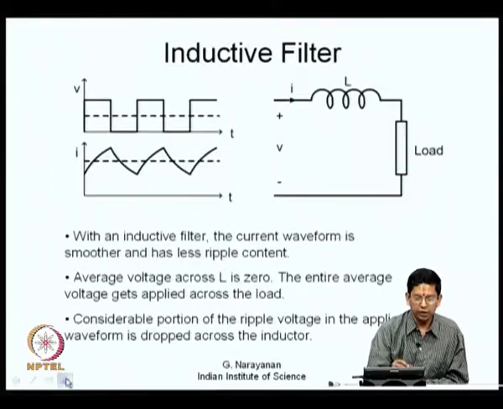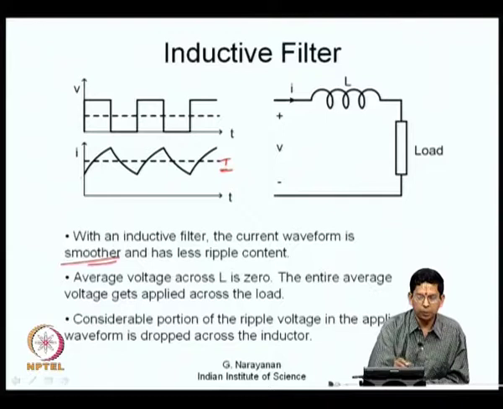If the L by R ratio is substantially high, higher than the cycle times, then you will find it rising and falling and rising and falling, and it goes on like this. So, this is the kind of current waveform that you really see. Now, you can see with an inductive filter, the current waveform is smoother certainly. It is not yet just DC, but you can see that it is much closer to the DC value.